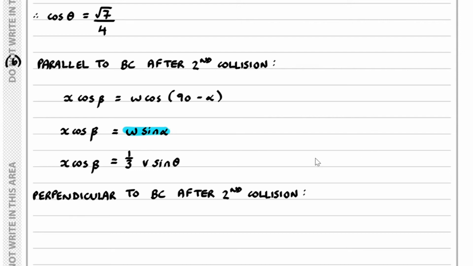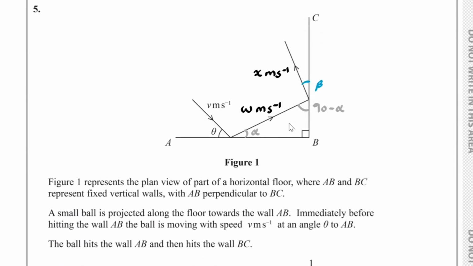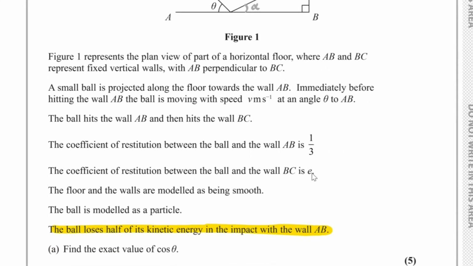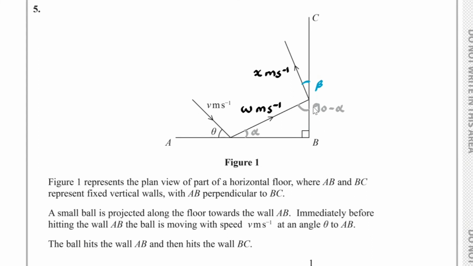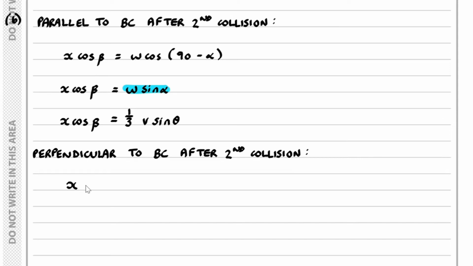Now, if I resolve perpendicular to BC after the second collision, I would have X sine beta equaling the coefficient of restitution, E, lots of the sine of 90 minus alpha. So I have X lots of sine beta equaling E lots of W sine of 90 minus alpha. Now, the sine of 90 minus alpha is the same as cos alpha. So I've got EW cos alpha equaling X times sine beta.